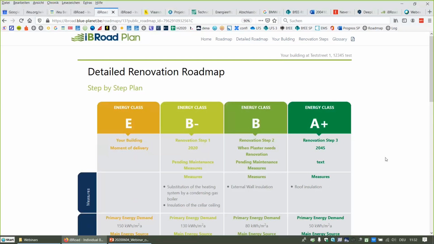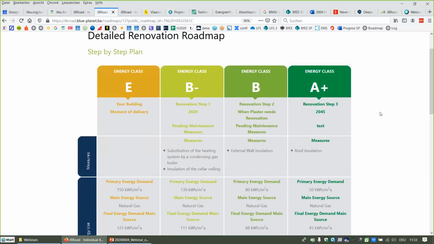Exactly. And maybe what we can see very well in this example is how the roadmap actually is individualized. So starting from today, you can say, okay, what are natural periods or points in time for the next step? You can estimate, okay, step 1 might happen in 2020, but you can also say when pending maintenance measures are there, if you really have to go for the heating system because it's maybe very old, then you say, okay, this is when we do the first step. This is the trigger for the first step.